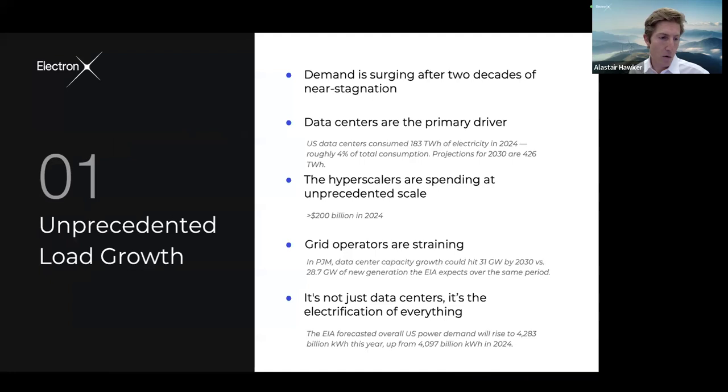First of all, unprecedented load growth. AI and electrification is driving the biggest US electricity demand surge in a generation. Following 20 years of almost no change, demand growth is now surging. The US will need to add enough new capacity to serve 100 gigawatts of additional peak demand by 2030, roughly equivalent to powering 75 million homes. And as widely reported, grid operators are straining. PJM is a prime example, where the cost of wholesale power increased almost 50% from 2024 to 2025.